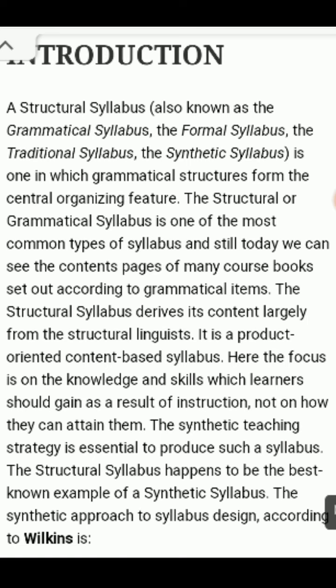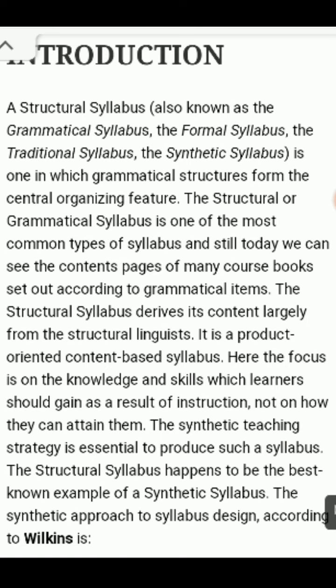Okay, the structural syllabus derives its content largely from the structural linguists. As we know that structural linguists are also interested in the structural aspect of language. So they have made a good deal of study of the structural aspect of language. So structural syllabus designers are actually taking their contents from the study of structural linguists. It is a product oriented, content based syllabus. Okay, product oriented, it is not a process oriented syllabus.